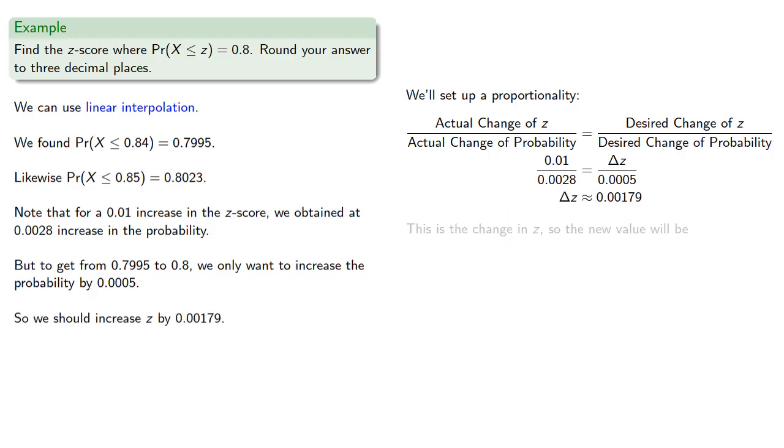And so we can solve this proportionality to find our change in z. Now remember, this is the change in z, so the actual new value will be our original value, 0.84. Remember, that's where we changed from, plus that small amount. And then we'll round that to 3 decimal places for our answer.